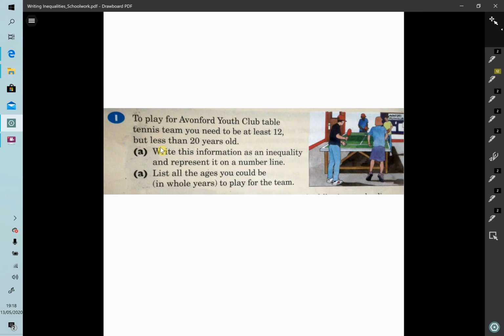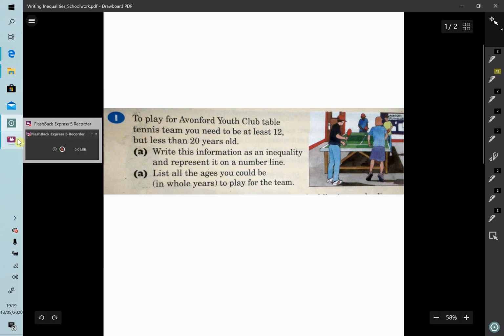Sometimes you want to convey pieces of information to individuals, but having it as a long sentence, for example, here, to play table tennis, you need to be at least 12 but less than 20, is a bit too long to read, and sometimes you need to present the information shorter. One way of going about it is using inequality symbols. I'm going to go over a couple of examples for you, and you have some homework to do yourselves.